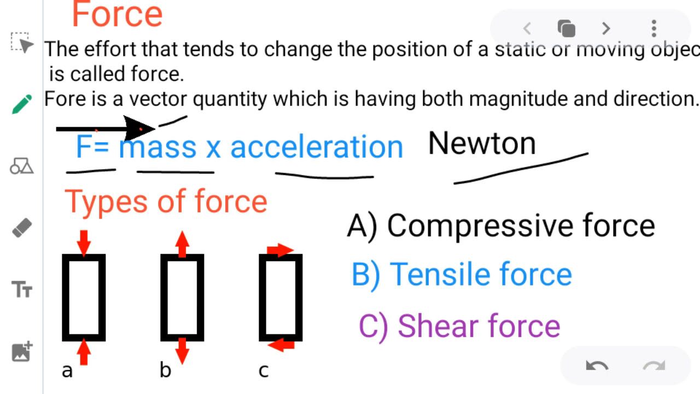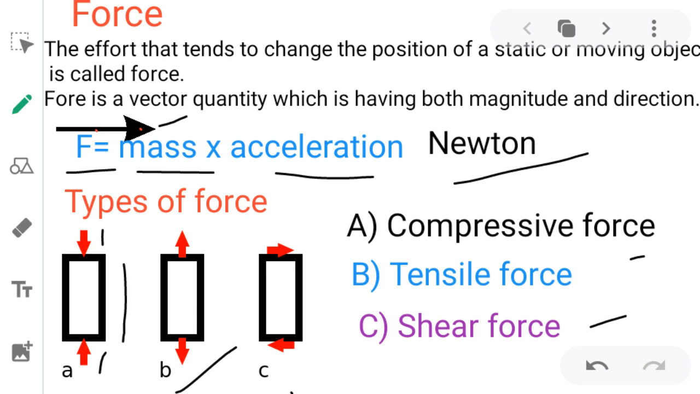One is compressive force, as indicated in diagram A. Another is tensile force, indicated in diagram B, and the other is shear force, indicated in diagram C. So by observing diagram A, what is the compressive force? The force which decreases the length. You may observe this force and the top force are trying to decrease the length of the object, or height in this case. That type of force is called compressive force.